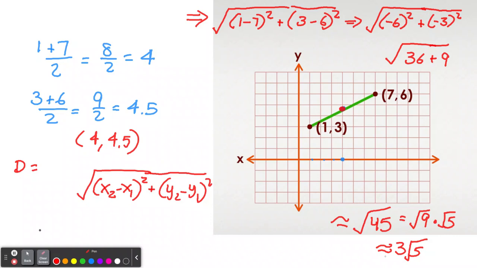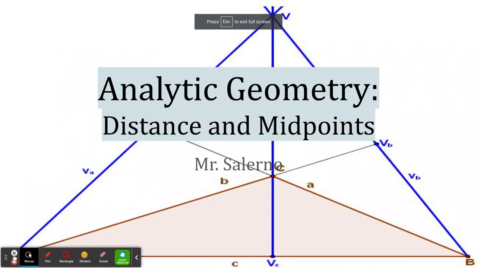All right, so that was distance and midpoint for analytic geometry. Oh, and by the way, analytic geometry is also called coordinate geometry because you're using the coordinate plane, or like a Cartesian plane, named after René Descartes. All right.